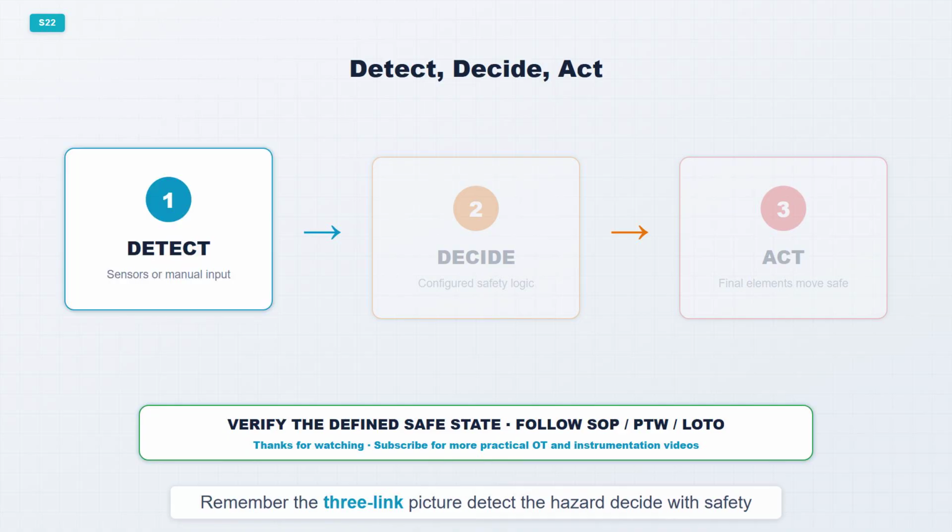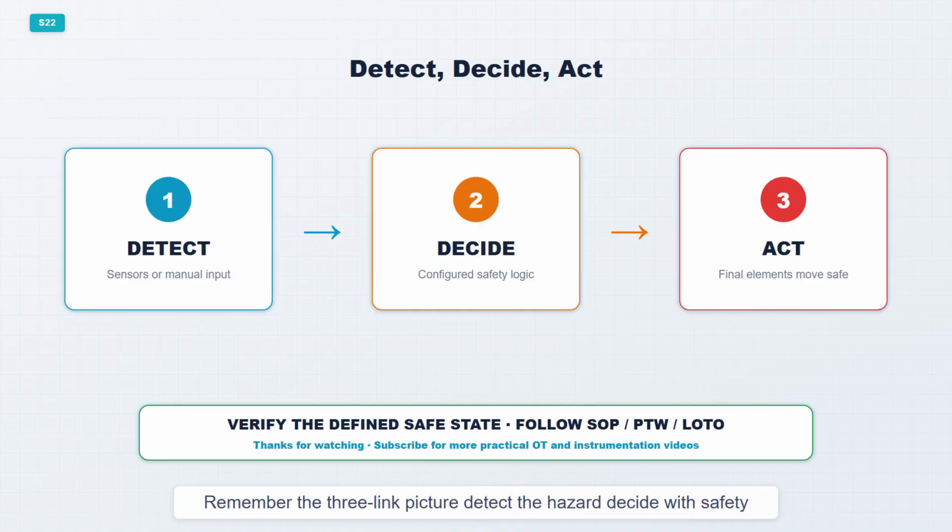Remember the 3-link picture: detect the hazard, decide with safety logic, and act through final elements. Then verify that the plant reached its defined safe state. Never operate, bypass, reset, or test an ESD from a video alone. Follow the plant SOP, PTW, isolation, depressurization, venting, draining, PP, LODO, approved proof test procedure, and supervisor instructions.